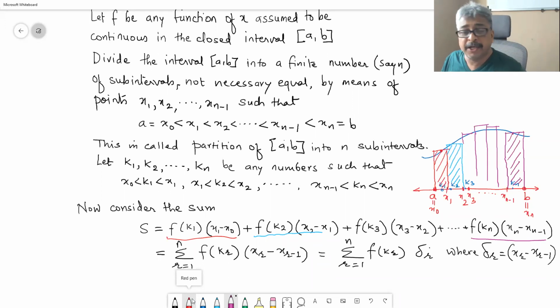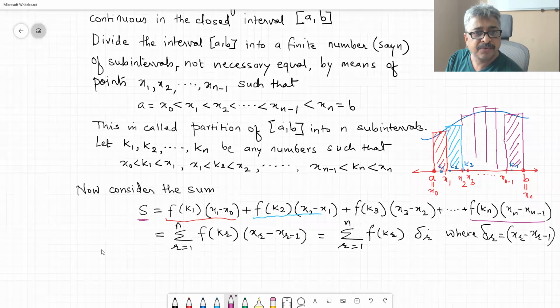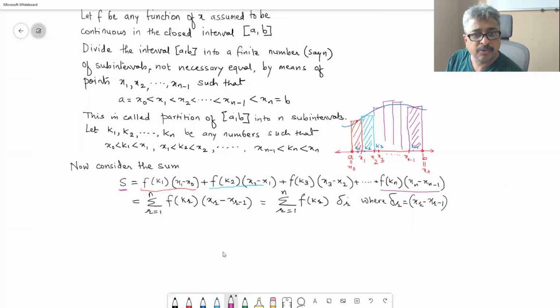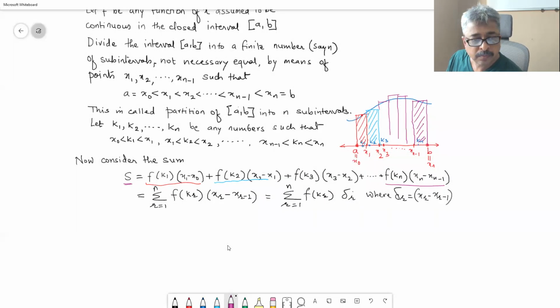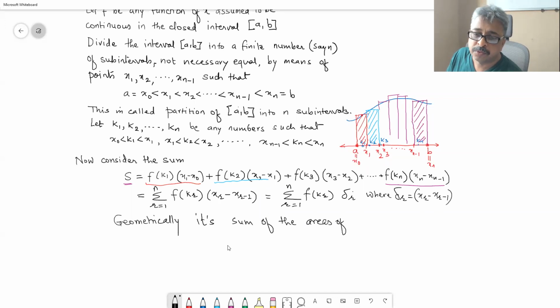So if we want to give a geometric interpretation to this, it is the sum of the areas of the rectangles that we have created, n rectangles. Okay, this is the sum of the areas of n rectangles. Geometrically, it's the sum of the areas of corresponding rectangles.